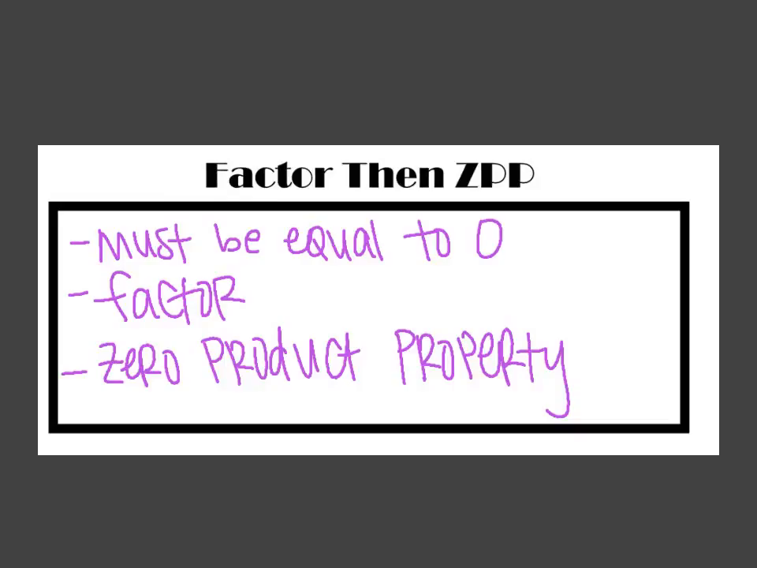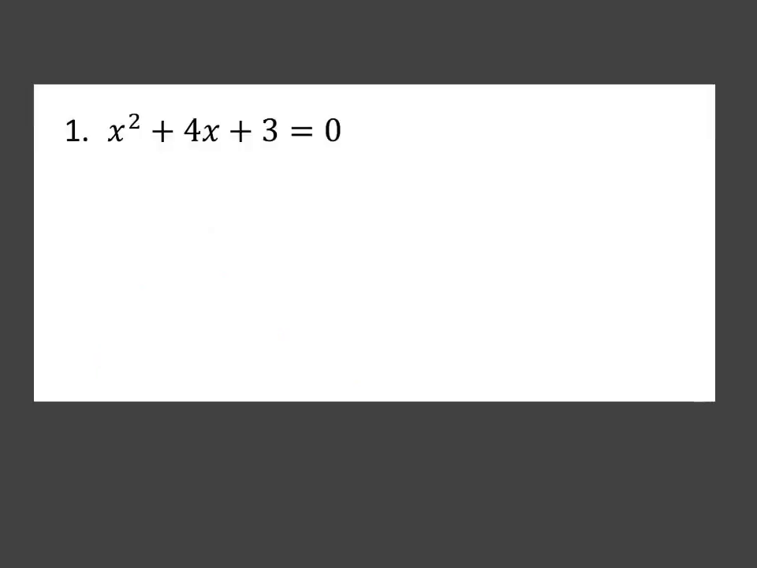So let's look at an example. x squared plus 4x plus 3 equals 0. First, I must check that my equation equals 0. Yep, it does. Now I'm going to factor. Because this equation has 3 terms, I know that I can use sum product. So I need numbers that add up to 4 and multiply to 3. Well, that would be x plus 3 times x plus 1.